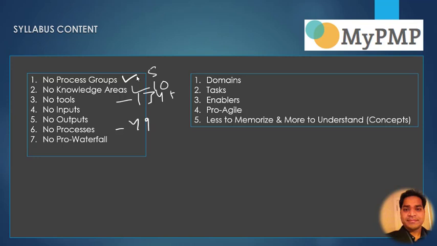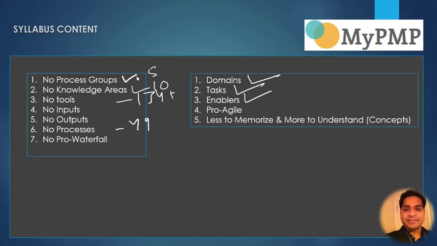So what they have replaced it with, now we have got something known as domains. I'll explain about these things in the next slide, and tasks and enablers. So these are the 3 things they have brought in place of the knowledge areas, process groups, tools, techniques, inputs, outputs, etc. Okay, and the project management method is very much pro-agile.